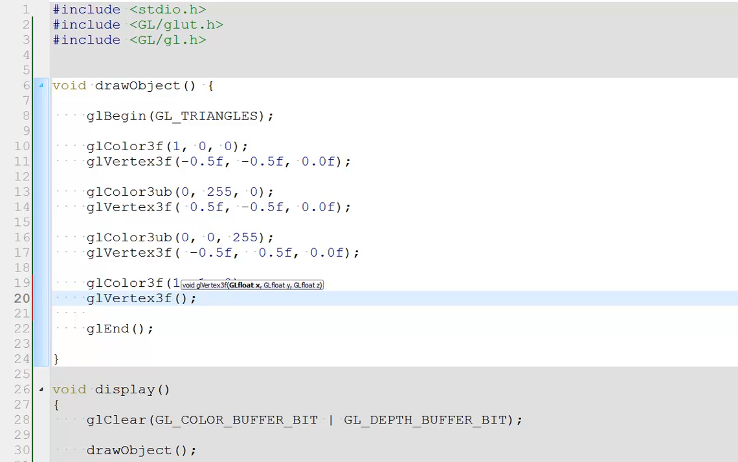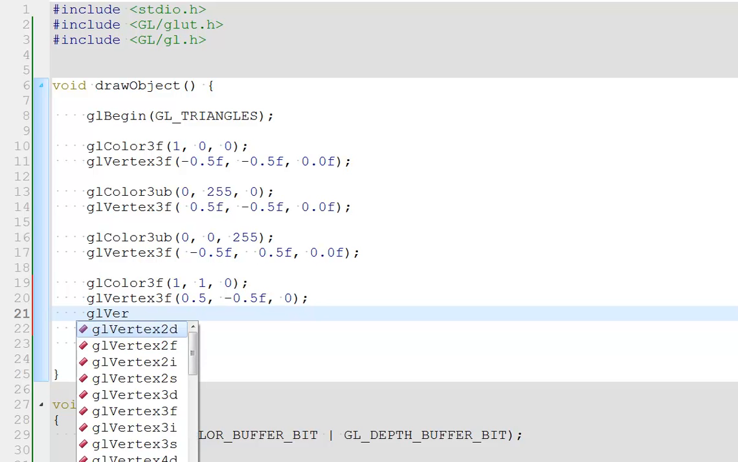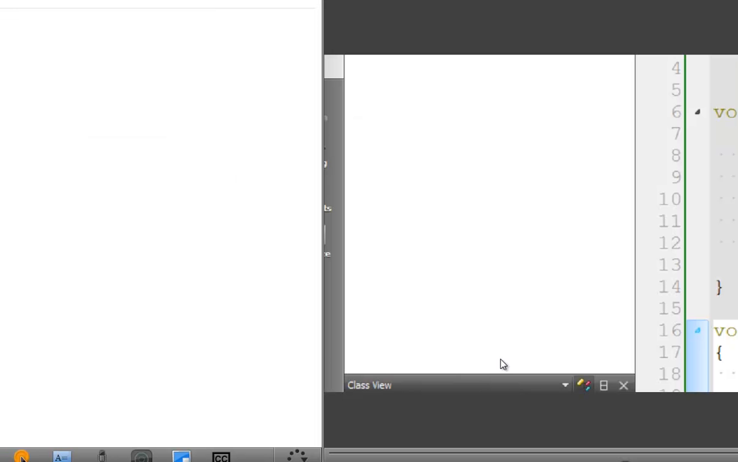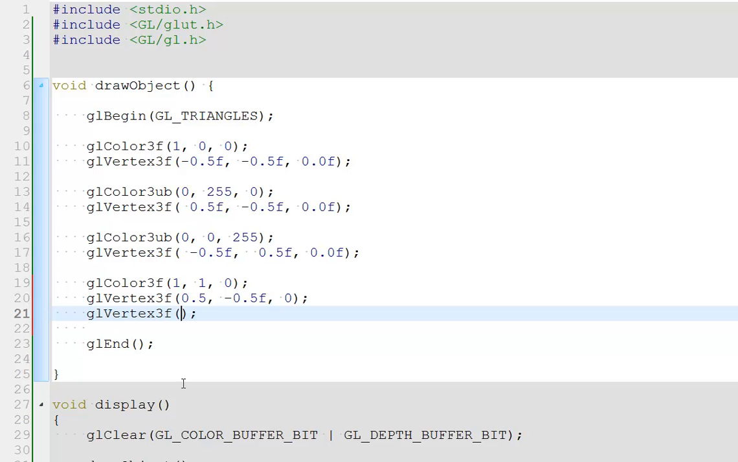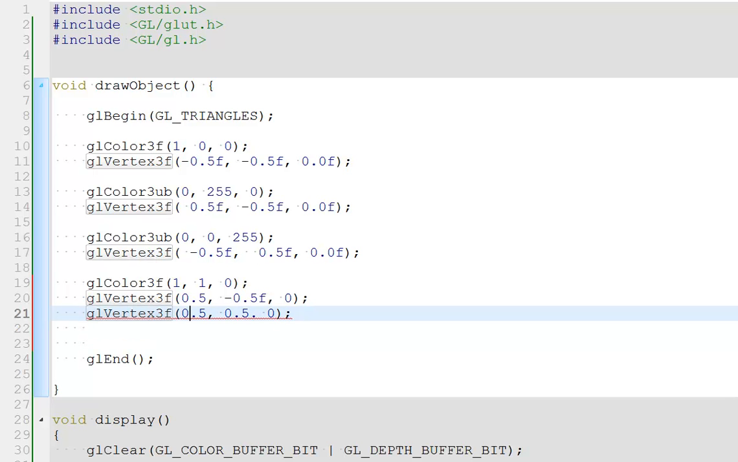So the bottom right is at positive X coordinate and a negative Y coordinate. Still at 0 in the Z. Then I'm going to go to the top right. So you might need to draw a picture on paper to work out how these coordinates work out. So the top right is going to be 0.5, 0.5, and 0. And they need to be floats.